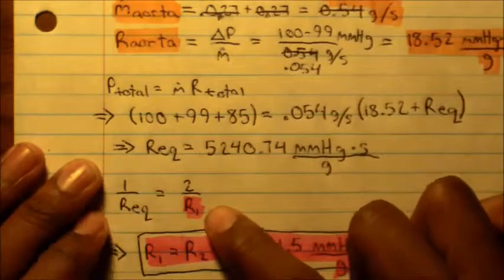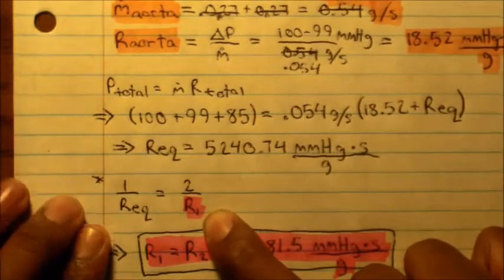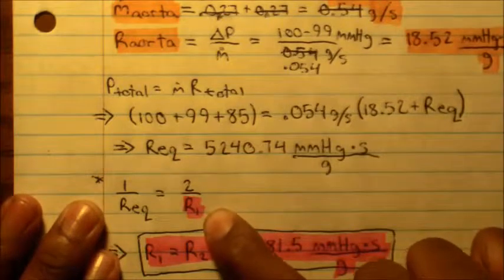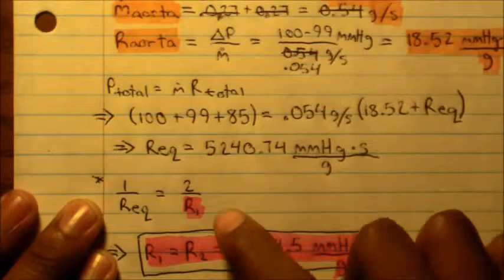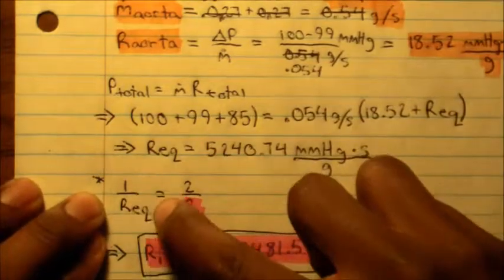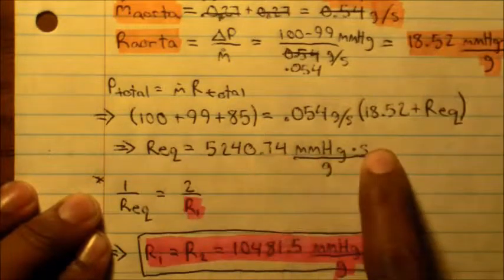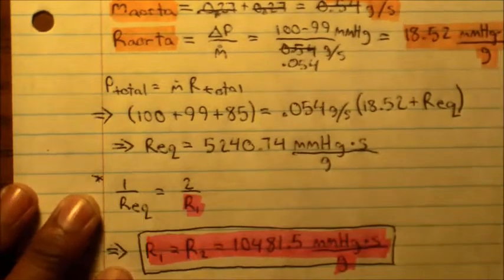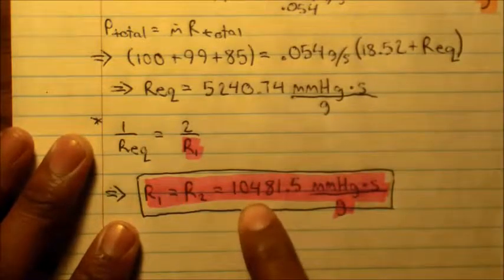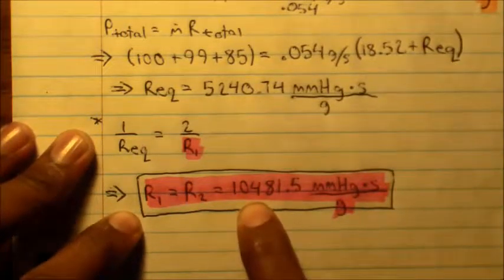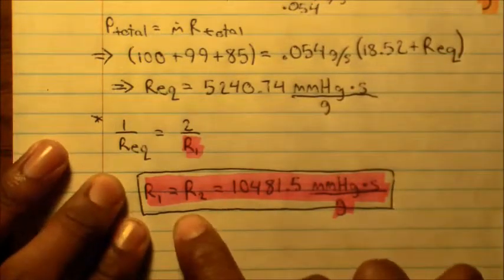In the same way that we solved for the resistance through the two coronary arteries in part 1, we do the same for part 2. And we say that 2 divided by R1, since R1 and R2 are equal, is going to equal 1 over the equivalent resistance. And since we already have solved for the equivalent resistance up here, we can solve for R1, which equals 10,481.5 millimeters mercury times seconds divided by grams, which is also equivalent to R2.